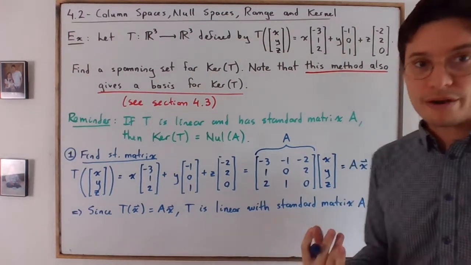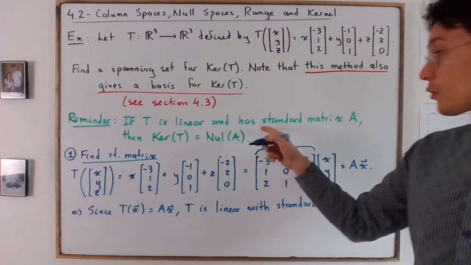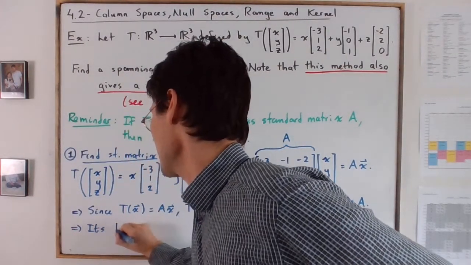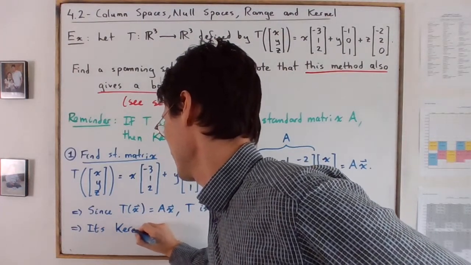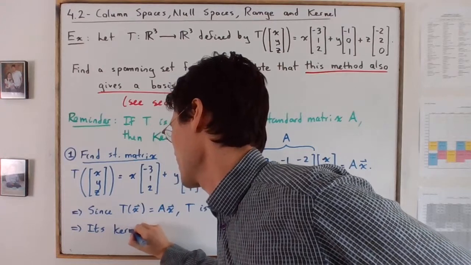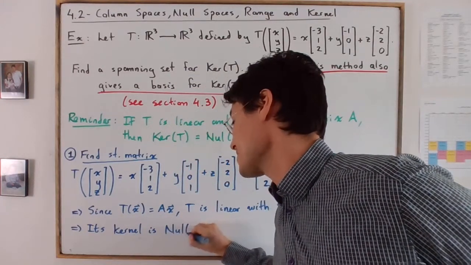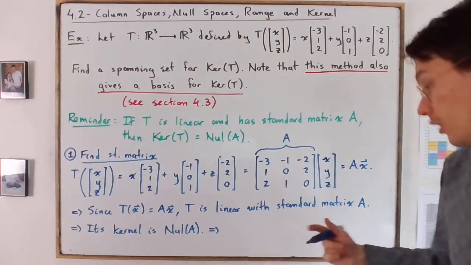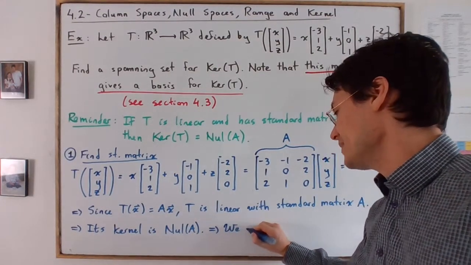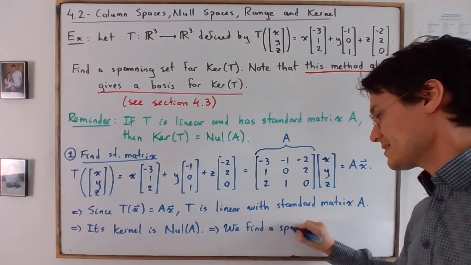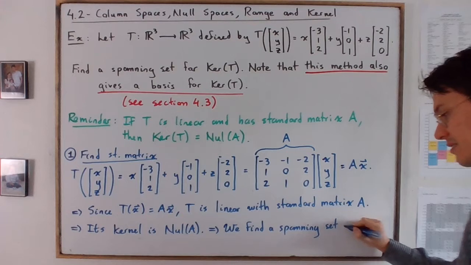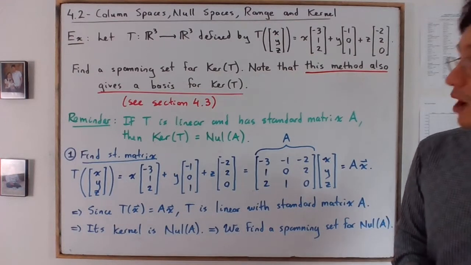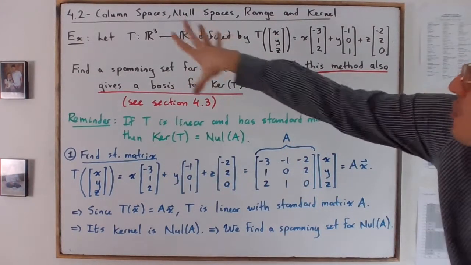Furthermore, now that we know this, we're allowed to use that fact. So we know that its kernel is the null space of that matrix. What this means is that we just have to find a spanning set for null A. Okay, so this is the end of step number 1. Now I have everything I need here, so I'm going to erase the statement.